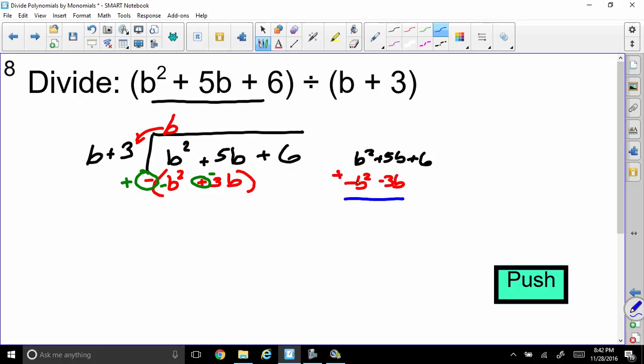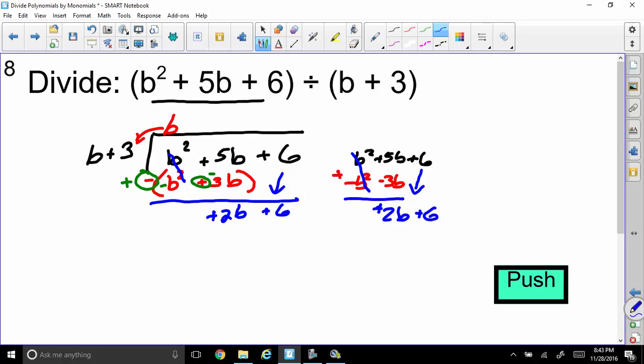B squared plus negative b squared, they cancel out to 0. So that's gone. Now I have positive 5b plus negative 3b. Well, I cannot add these because they have different signs. I'm supposed to subtract them, so 5 minus 3 will give me 2. And don't forget the b. And choose the sign of the larger digit. 5 is larger than 3, so I'm going to choose positive. And now I have a plus 6, though. I can't forget about that. So let me bring that down, because that was part of the original problem. So when I go back over here, this canceled out, the middle gave me positive 2b, and I brought down the positive 6.